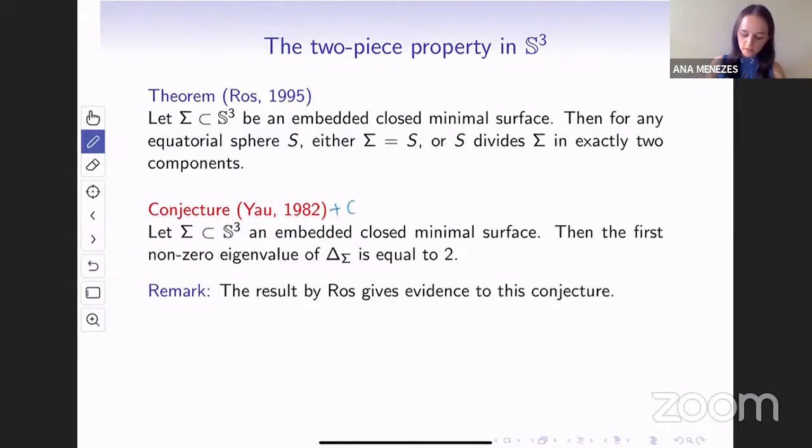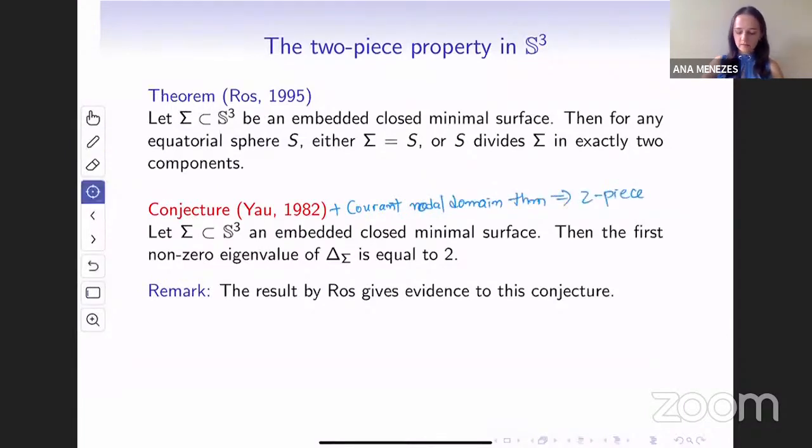So if I put in here Courant, nodal domain, we can prove the two-piece property, okay? And recall that this result by Courant says that any eigenfunction of the first eigenvalue of the Laplacian has at most 2 nodal domains, right? And how do we see this?